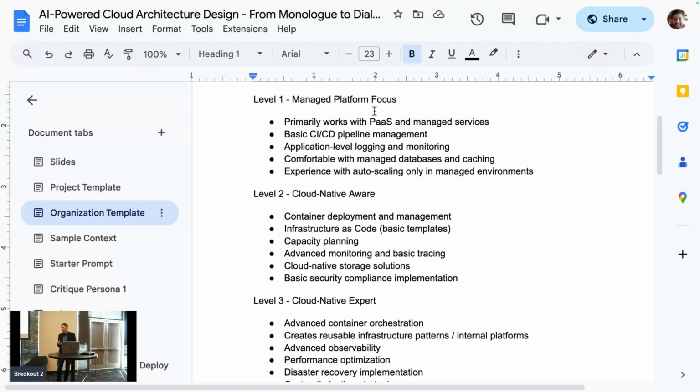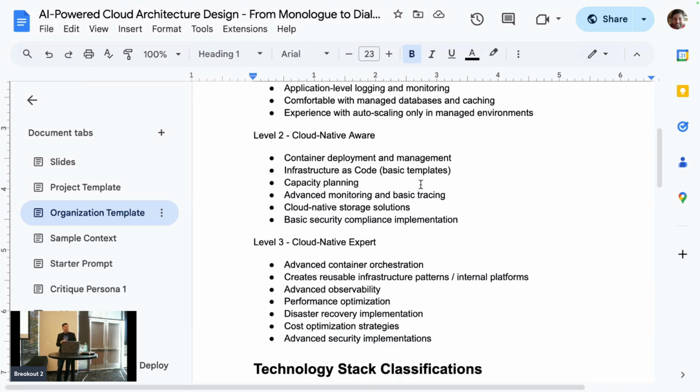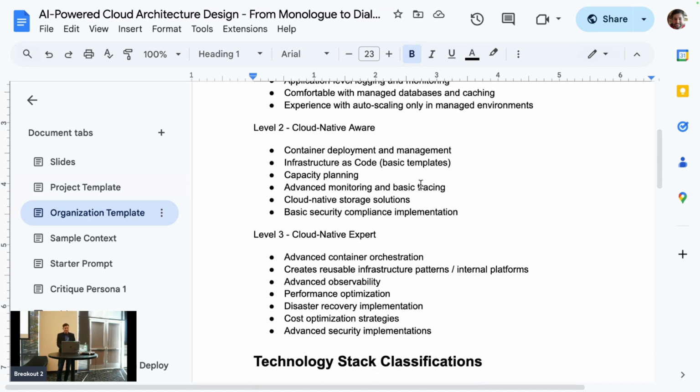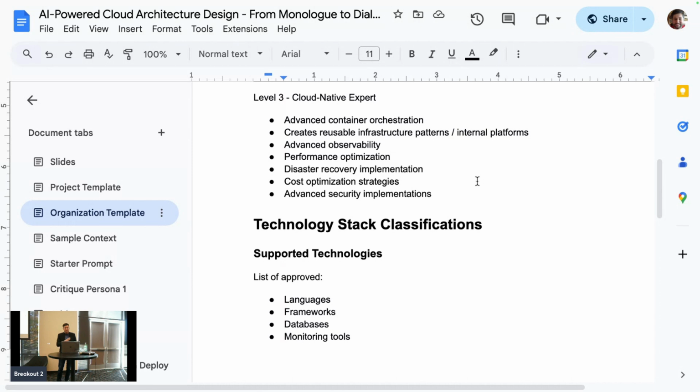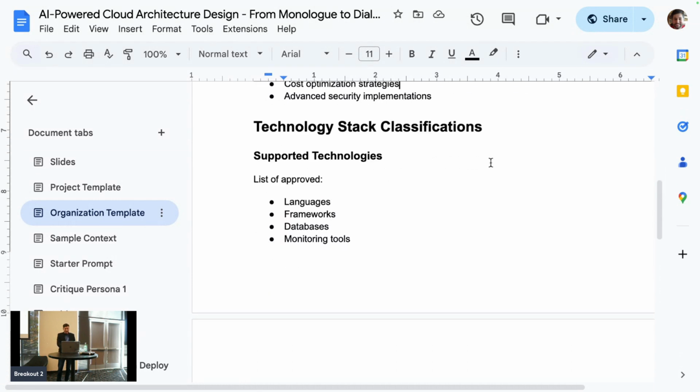Are they used to just working in applications and having a managed deployment system? In the past, it would be Heroku style, where you just push the code somewhere, it auto deploys, and they don't worry too much about it. Are they somewhere in between, aware of containerization and a bit more advanced things? Or are they cloud native experts, building their own platforms and patterns in the cloud for what you're putting together? You'll have different answers based on those.